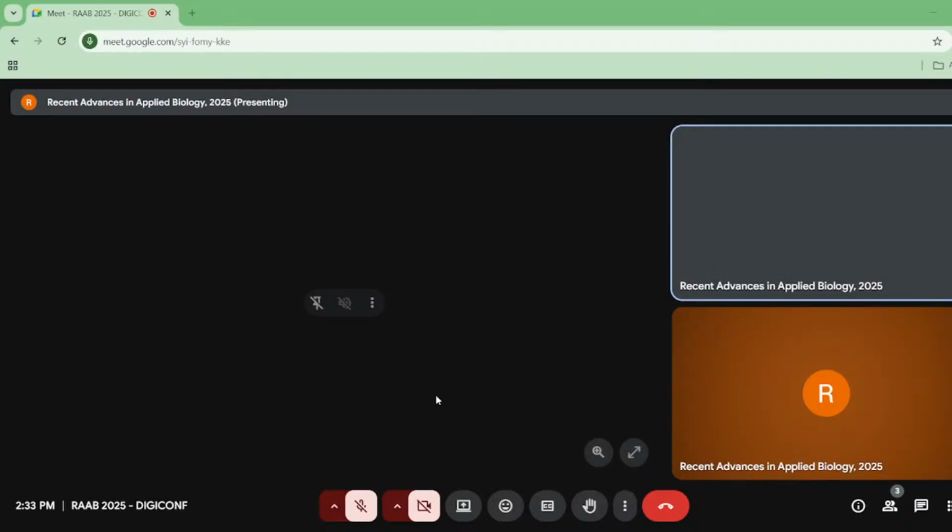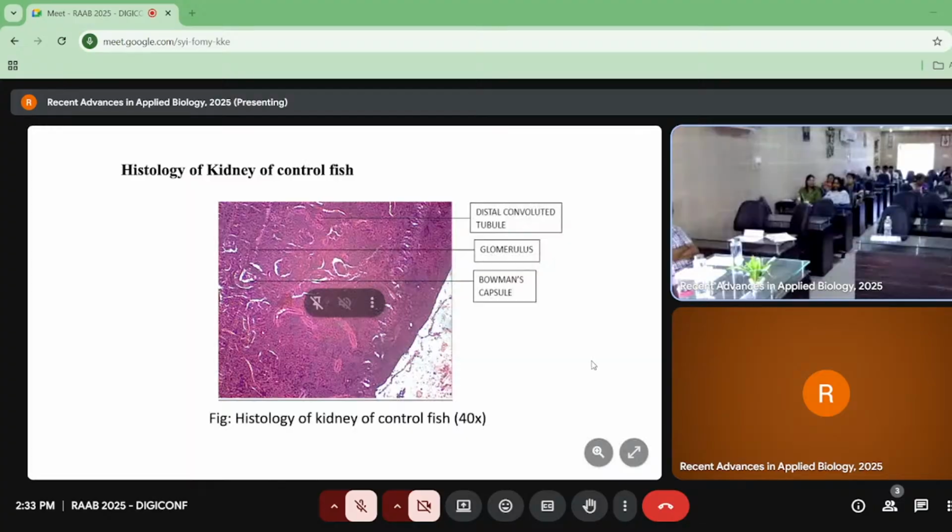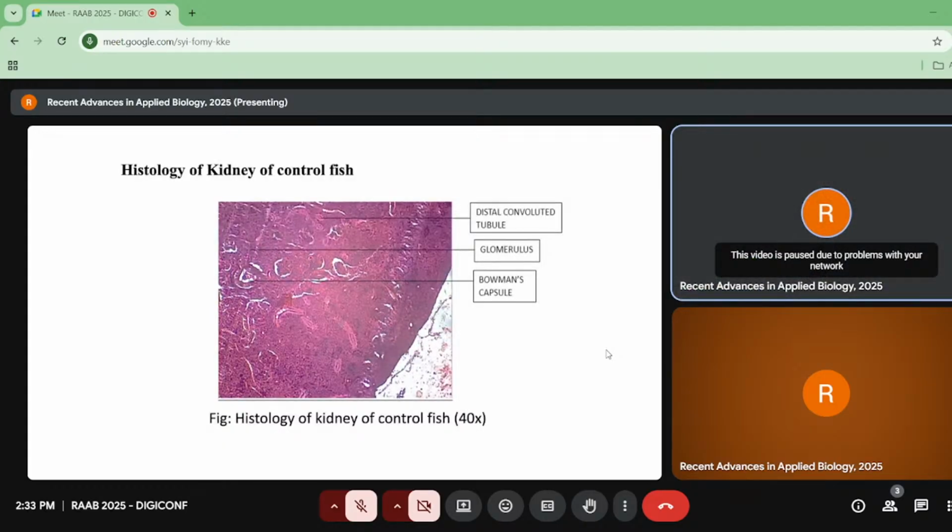And this is the histology of the kidney of the control fish, Heteropneustes fossilis. The fish's kidney is a mesonephric kidney, and consists of nephrons, renal corpuscle, and renal tubule. Renal corpuscle consists of glomerulus and Bowman's capsule, and the renal tubule consists of PCT, Henle's loop, and DCT. These are the DCT, glomerulus, and Bowman's capsule.